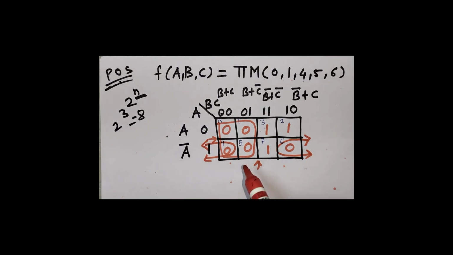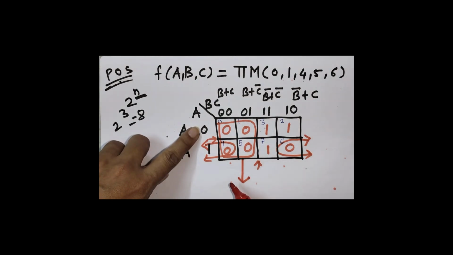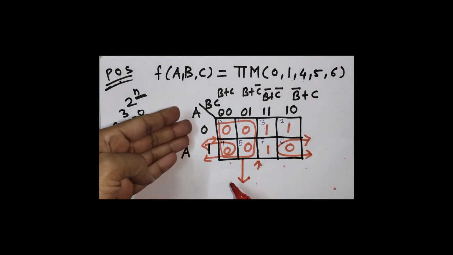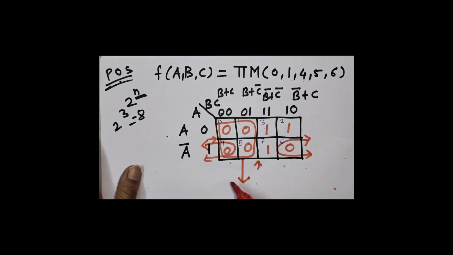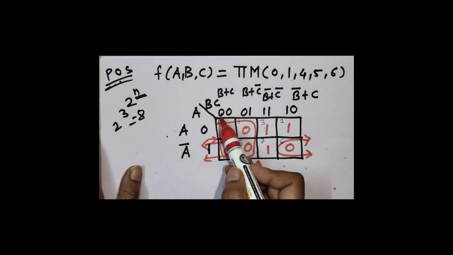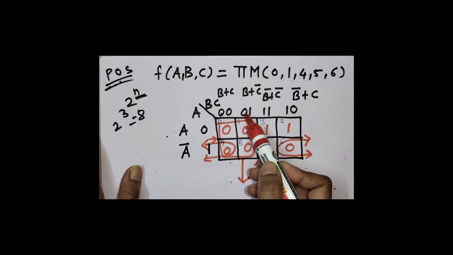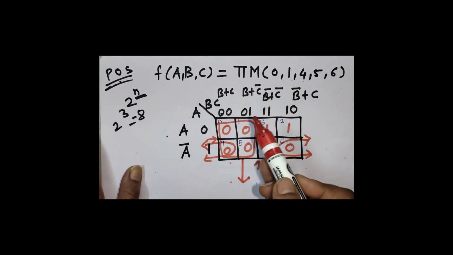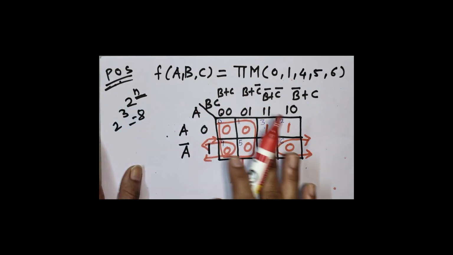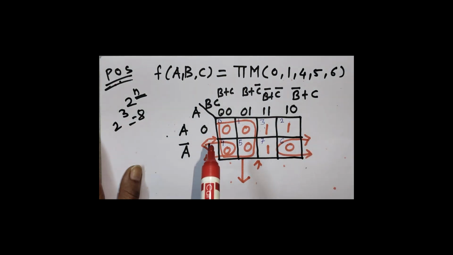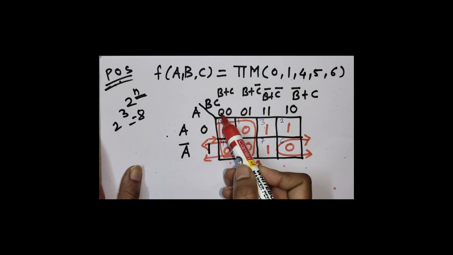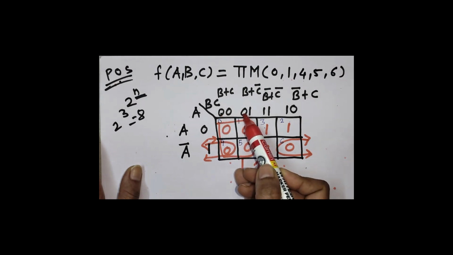So my equation for this first quad is, here value of A is 0, here it is 1. So I'll skip A because value of A is not same. Whereas here you can see value of B is 0 here, here also it is 0, C is 0, 1. So whenever values are different, simply skip that variable. But if values are same, we'll take that variable. So B is 0 here, here also it is 0. So I'll take B because value is 0.